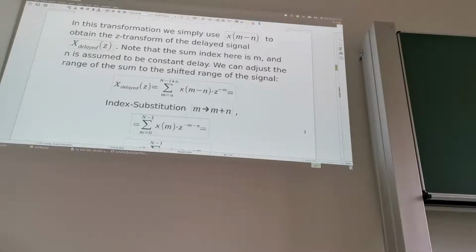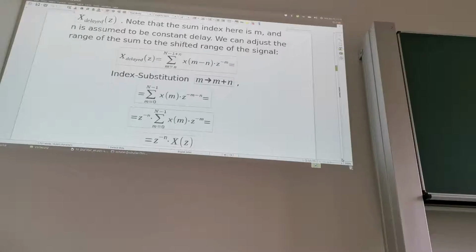So now to see the result of the z-transform, we make this index substitution. We replace lowercase m by m plus n. So we shift it basically. Then we have the original range back for our sum. So this new m now goes from 0 to capital N minus 1. Also, the argument of x is the same.